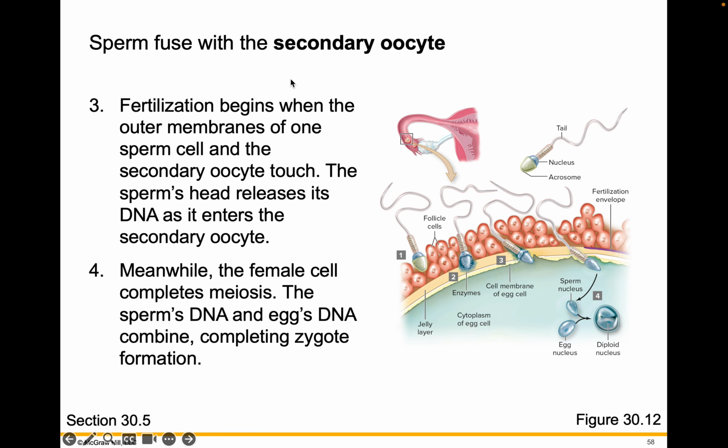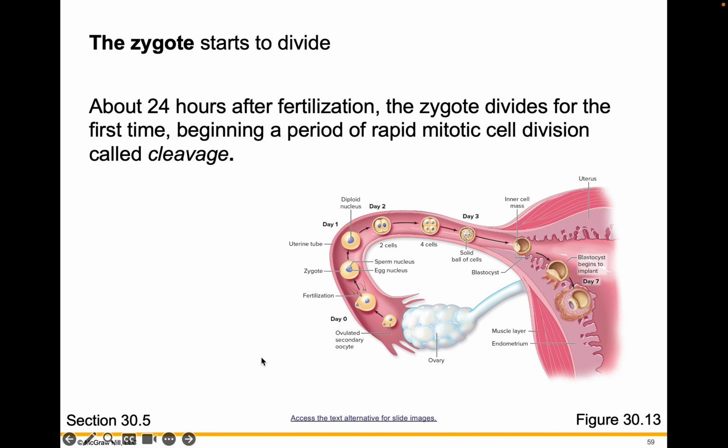The sperm fuse with the secondary oocyte. Fertilization begins when the outer membranes of one sperm cell and the secondary oocyte touch. The sperm's head releases its DNA as it enters the secondary oocyte. Meanwhile, the female cell completes meiosis. The sperm's DNA and the egg's DNA combine, completing zygote formation. At this point, the zygote can begin to divide. About 24 hours after fertilization, the zygote divides for the first time, beginning a period of rapid mitotic cell division, called cleavage.